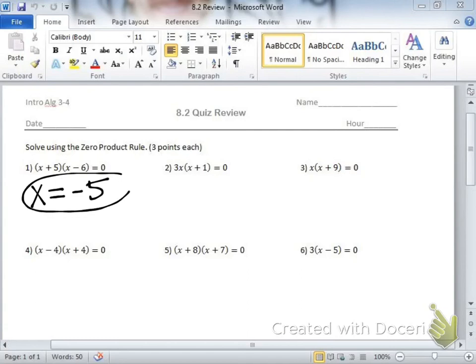We did number 1 earlier already on the board. Those are the answers we got. Does anyone need more of an explanation on number 1?